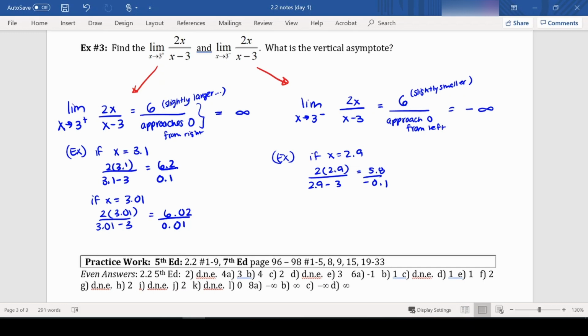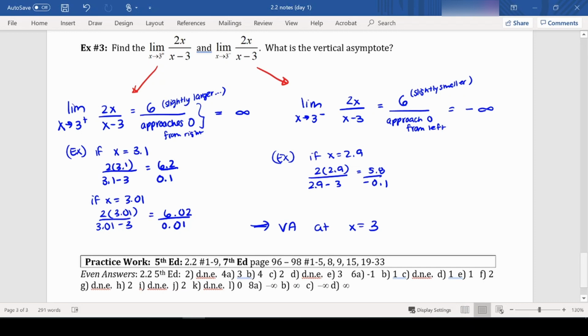We weren't asked for that. But our limit from the right is infinity, and our limit from the left is negative infinity. Therefore, we have a vertical asymptote at x equals 3. And we wouldn't have needed both of these. One of these would have told us we had a vertical asymptote at 3. As x approaches 3, y approaches plus or minus infinity.